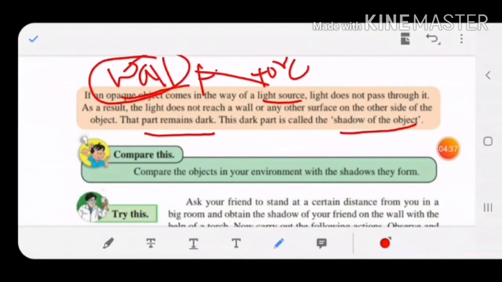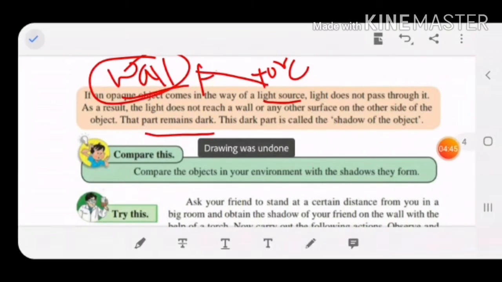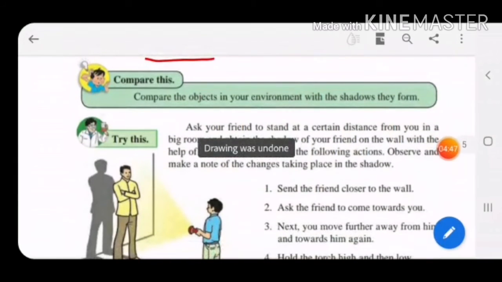Understood? If light does not pass, what happens? That part remains dark. And that dark part is called a what? Shadow. Now children, they are asking, compare the objects in your environment with the shadows they form. Like in the environment, you will see houses and trees. So you have to observe them, and you have to observe their shadows.